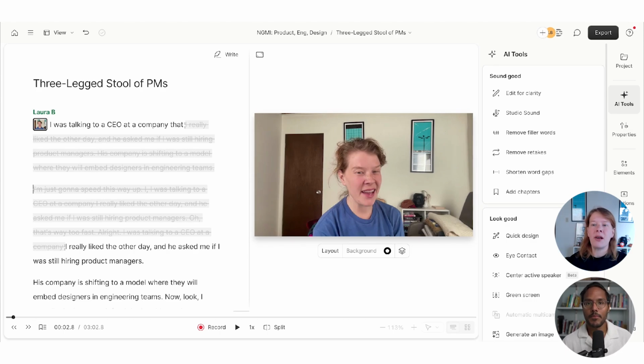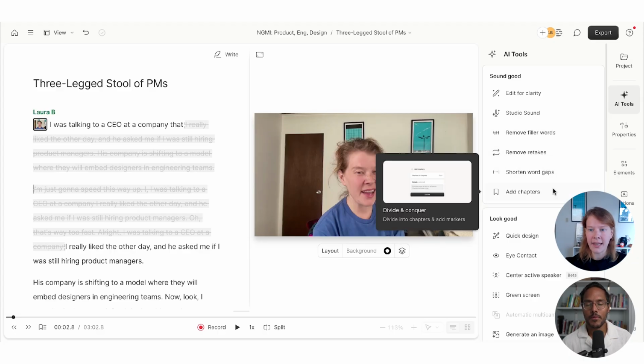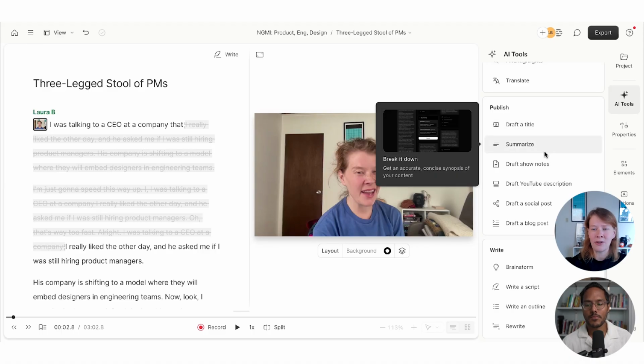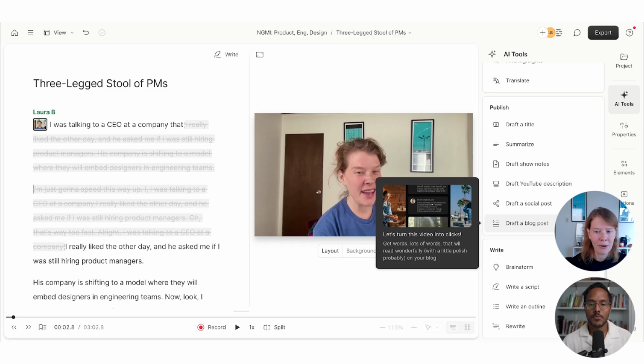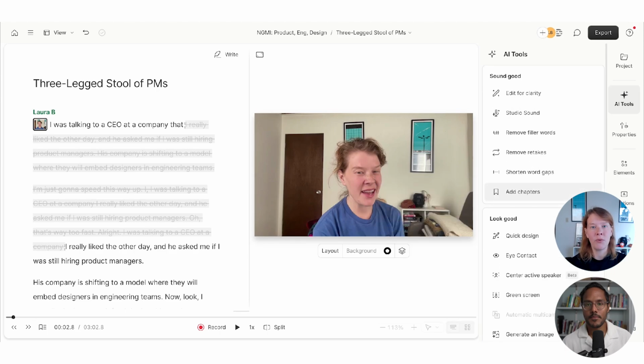And so we had that mapped out in our mind, and we had 6 that we wanted to go to market with. I believe those were edit for clarity, remove filler words, remove retakes, add chapters, and then a bunch of these publish ones because they're really easy, right? From a technology perspective, you need to write a good prompt, but drafting a title, summarizing, show notes, YouTube description, social post, blog post, those are pretty easy to do. The brainstorming ones, somewhat easy to do too. So those were the ones we went to market with first.